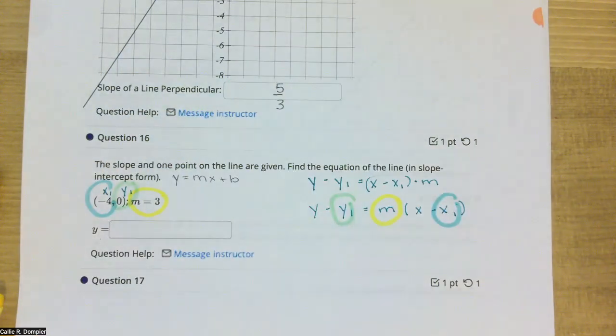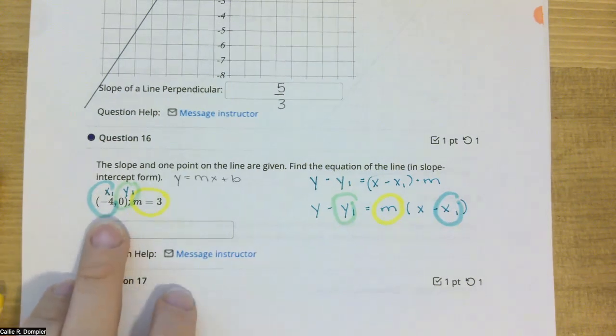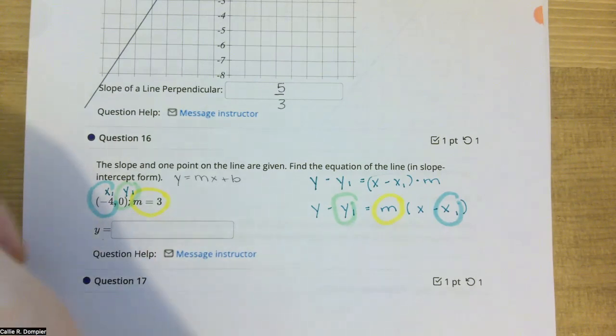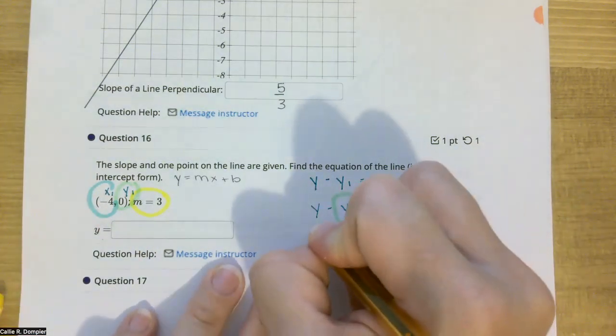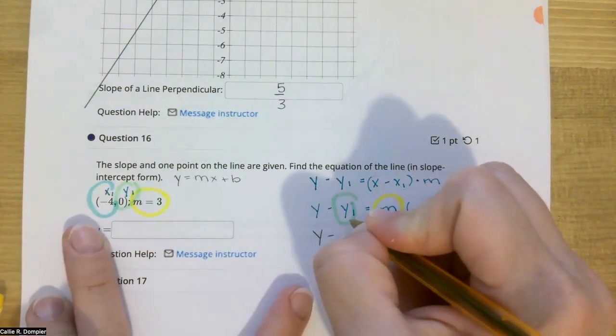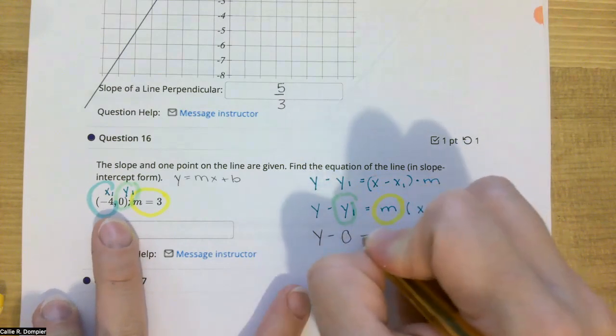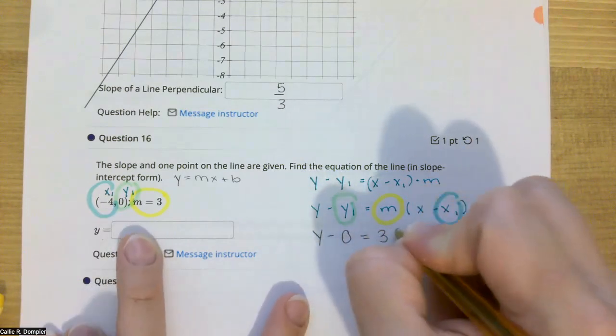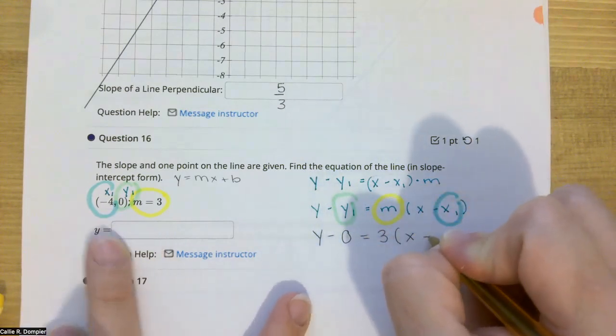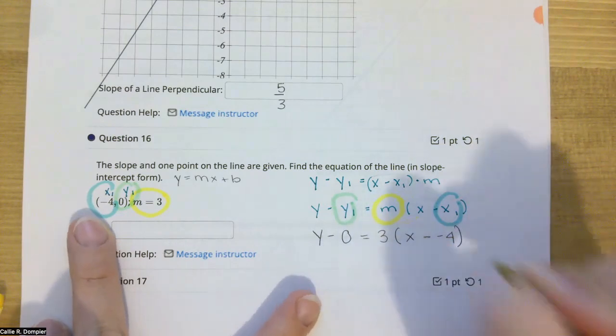Good. So you want to have this memorized. y minus y1 equals m times x minus x1. And then you're just going to substitute in. You're going to label x and y. And then you're going to substitute it in. So y minus y1, we said was 0, equals m, which they said was 3, times x minus -4. And then just solve it.